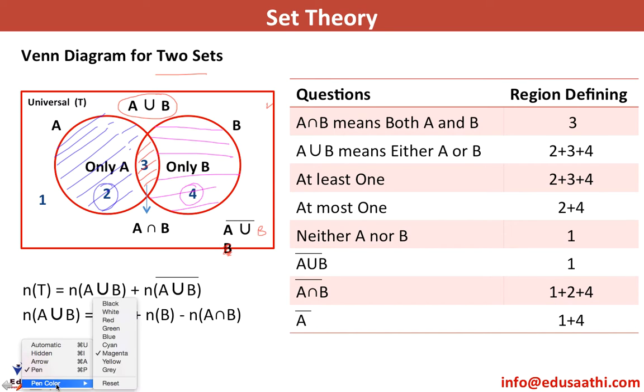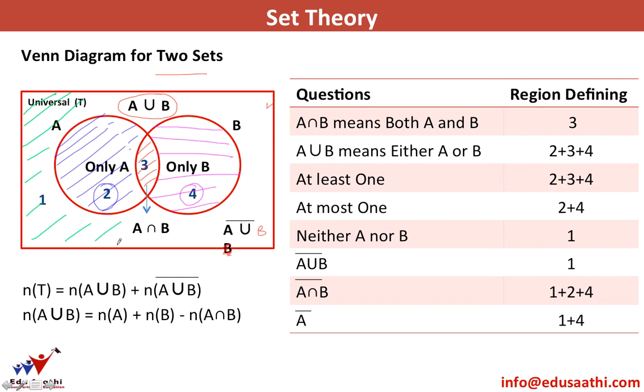And then we have finally this outer region, the one marked in green, this outer region which has all the elements except those elements which are already in A union B. So this is the one number here. Let's look at the symbols here. A intersection B means both A and B, so it is represented by this region 3 here. So I have written region defining 3.